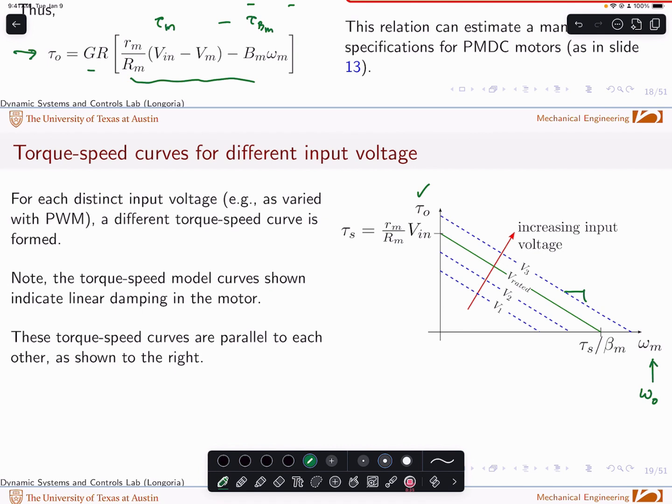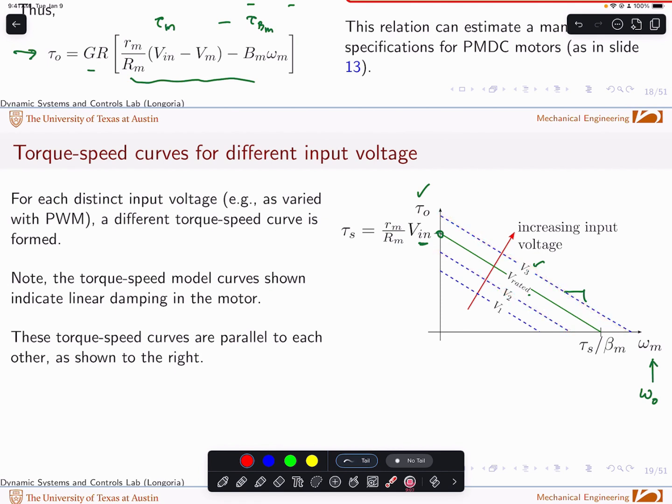If you want to plot it as a function of motor speed or output speed, it depends again on what you want to do. Note, depending on what input voltage you give, that's going to determine where you start off this curve. For the input being at the rated voltage, you're going to have that green line. As you increase that input voltage, let's say you go to V3, all it's going to do is shift this torque speed curve. The slope's going to stay the same. It's just going to shift it higher. If you drop the voltage, it's going to shift it lower.